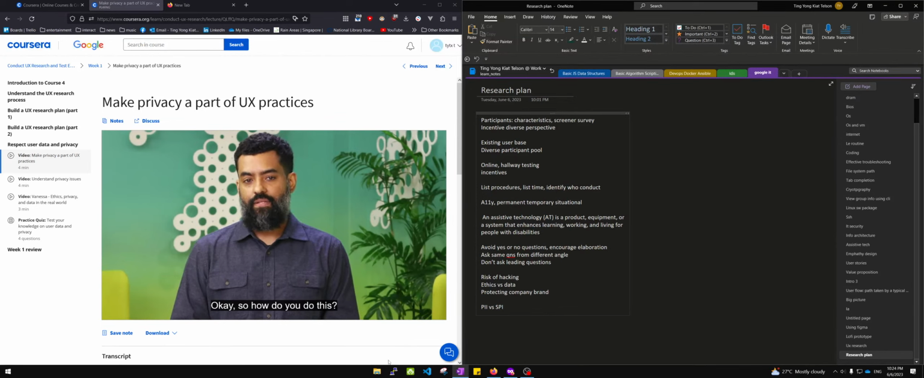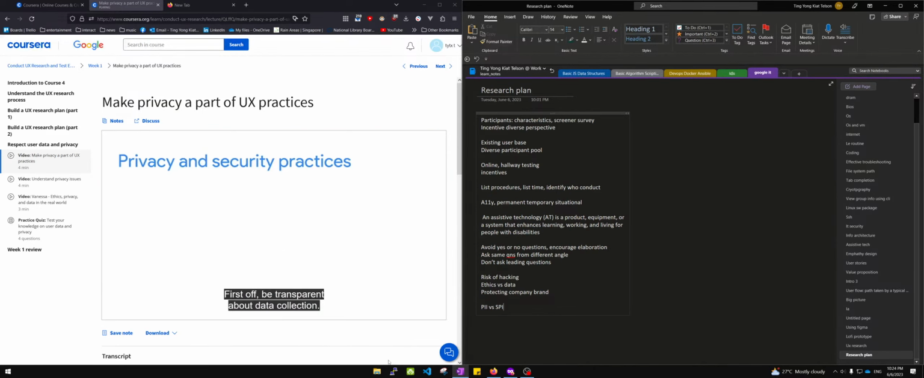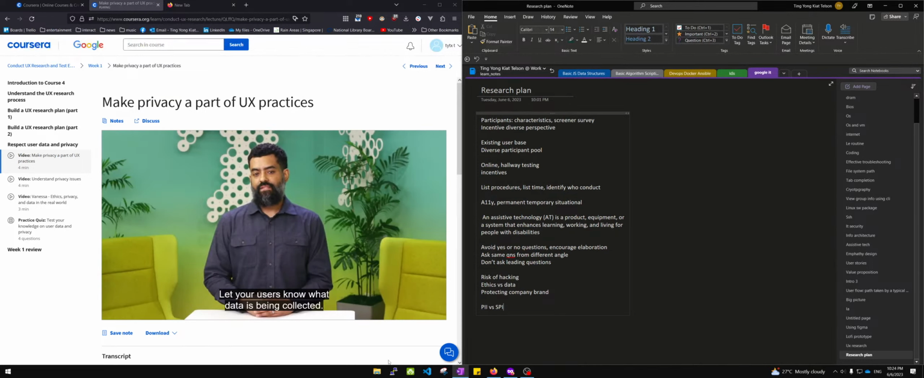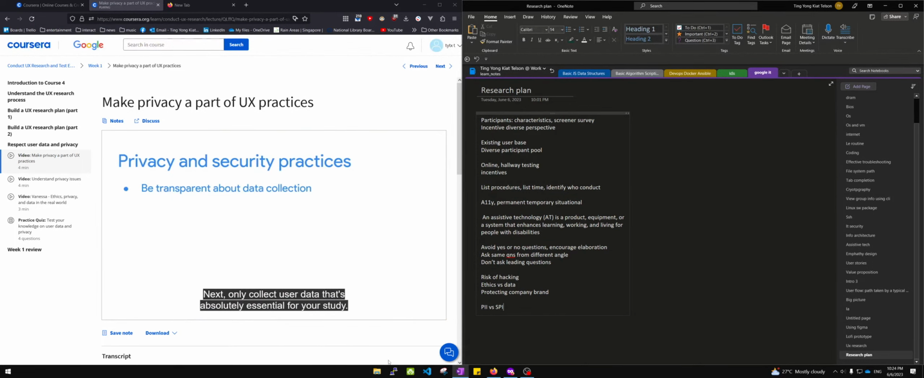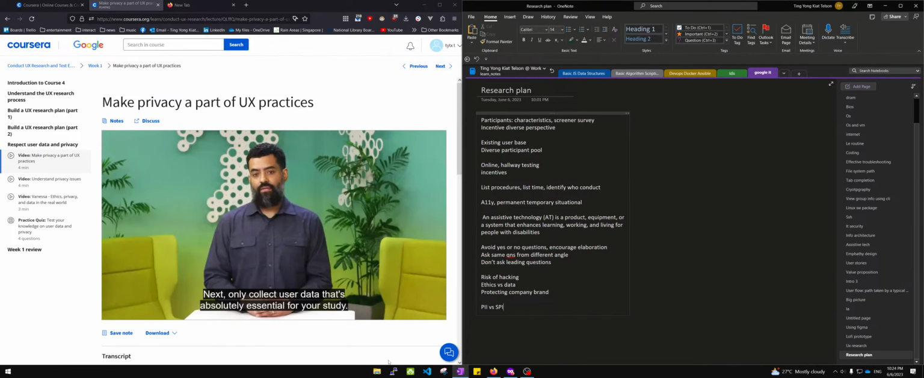Okay, so how do you do this? First off, be transparent about data collection. Let your users know what data is being collected. Next, only collect user data that's absolutely essential for your study. For example, if you don't need to know a participant's date of birth, don't ask for it.